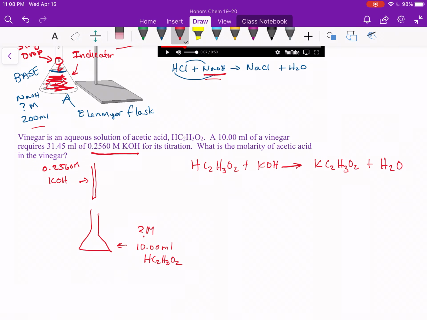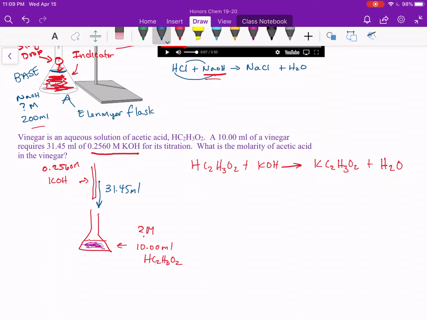And so now, if I'm looking at this, right, there's this stuff in there. I start to add this down, and so I add and I add and I add, and then before too long, I see that lovely pink color that stays permanent. And that pink color stays permanent after I added 31.45 milliliters of my KOH. So the question is, okay, now how do we do this, and how do we use this to get that?